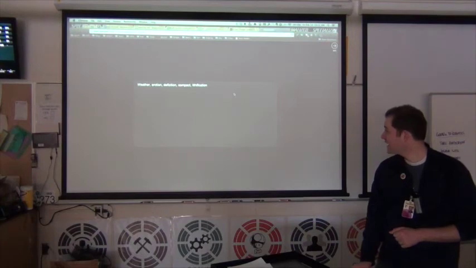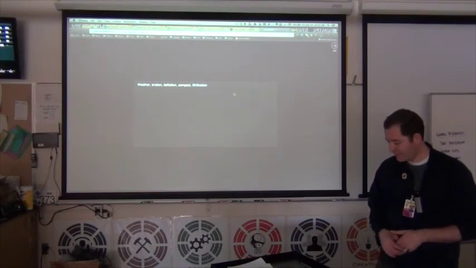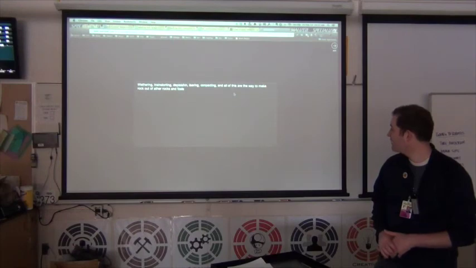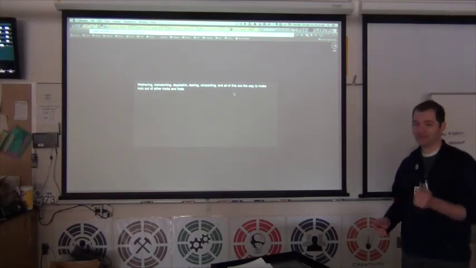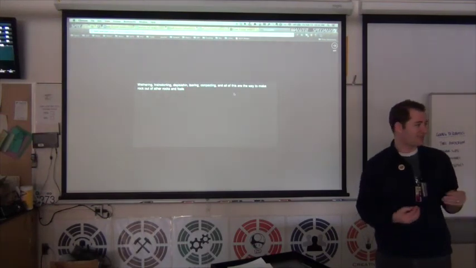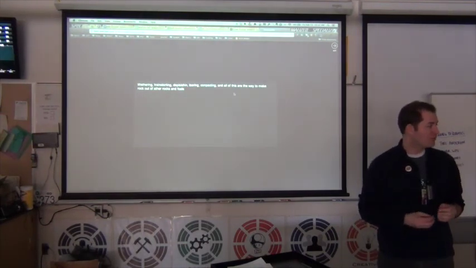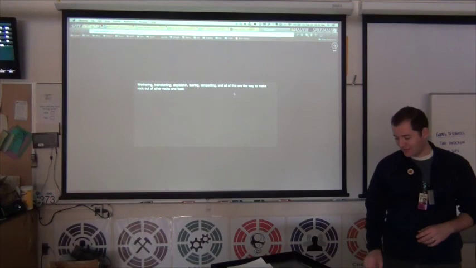Okay, so let's make sure that deposition is deposition, like the word deposit. Okay, weathering, transporting, deposition, layering, compacting, and all this are the way to make rocks out of other rocks and fossils. Okay, so this one's got some tough words to spell, but we'll see those a lot and we'll get used to them.